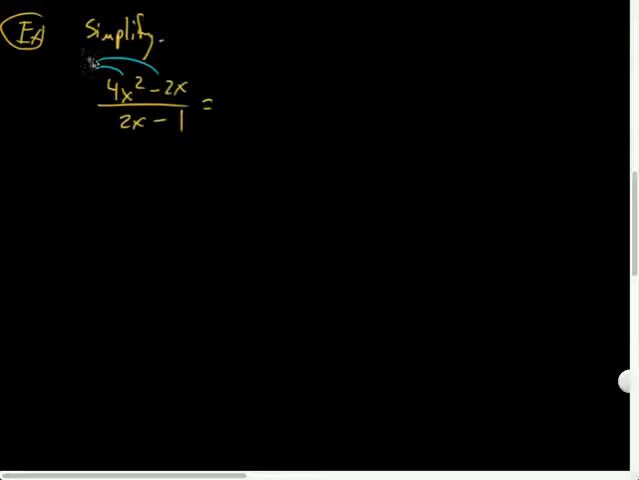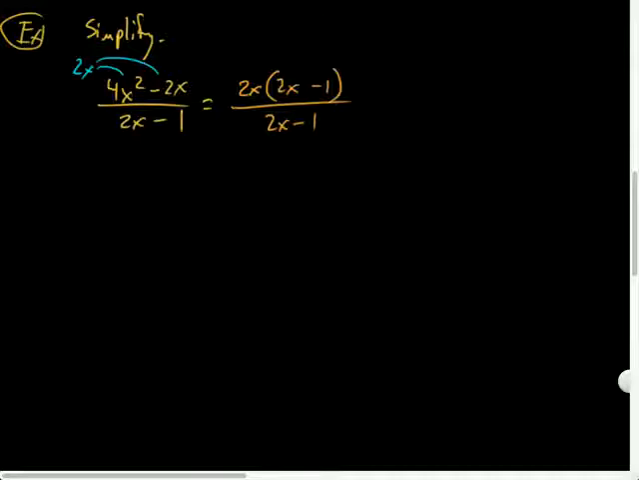I could yoink a 2x. Good eye on that, Hank. So that would be 2x times 2x is 4x squared, and 2x times negative 1 is a negative 2x. And on the bottom, can I factor that? No, that's just a linear binomial, nothing to do there, can't GCF, nothing.